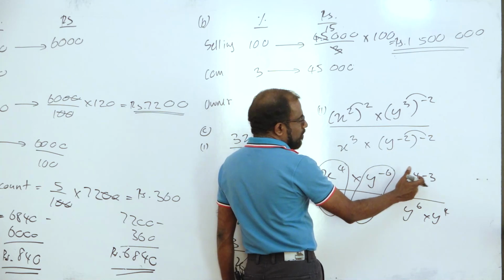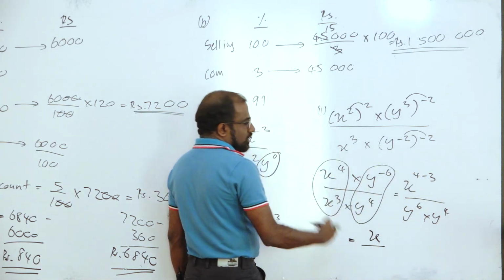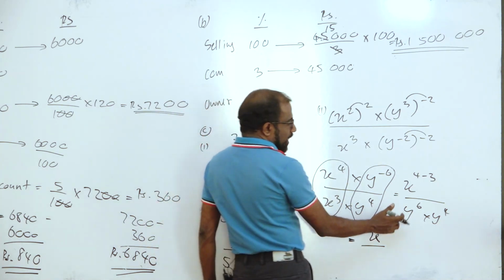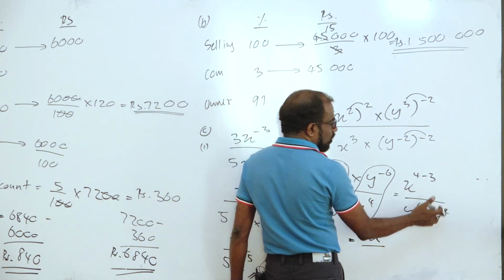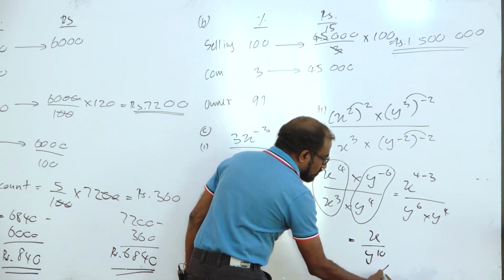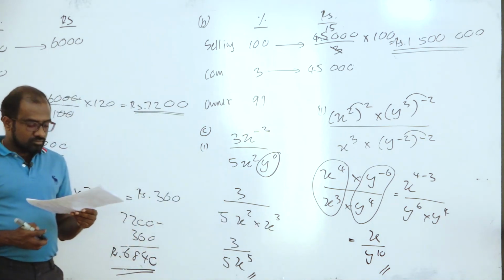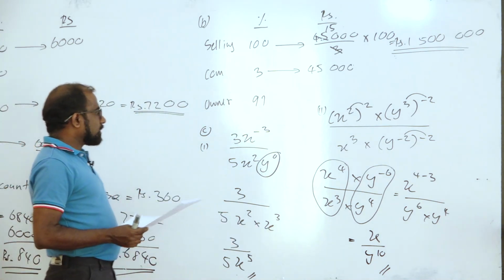X to the power 4 minus 3, that is 1. X to the power 1 can be written as x. Y to the power 6 multiplied by y to the power 4, the two indices should be added, so y to the power 10. The answer is x over y to the power 10.